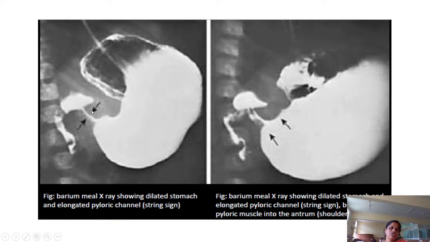So how much dilatation? This is the stenotic part and the elongated pyloric channel. This is the string sign. Here it shows a dilated stomach, an elongated pyloric channel, the string sign, and the bulge of the pyloric muscle into the antrum, that is the shoulder sign.